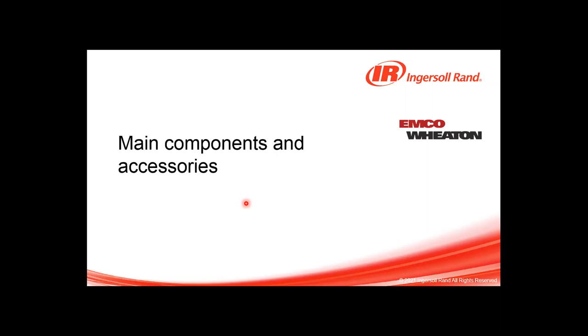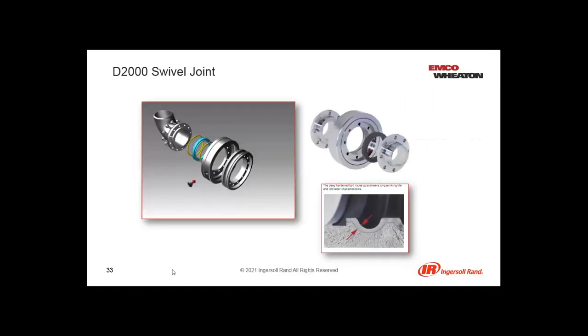So now I'm going to present you some important components and accessories for loading arm. The most important and essential component of a loading arm is the swivel joint. It has to be very reliable and must allow easy maintenance regardless of the product loading or unloading.